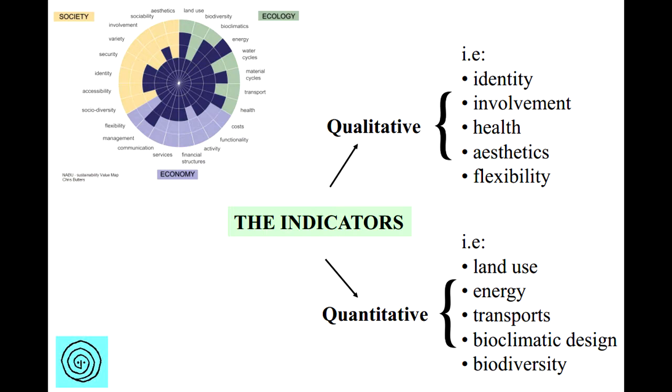Qualitative indicators can include identity, involvement, health, aesthetics, and flexibility. Quantitative indicators can include land use, energy, transport, bioclimatic design, and biodiversity.